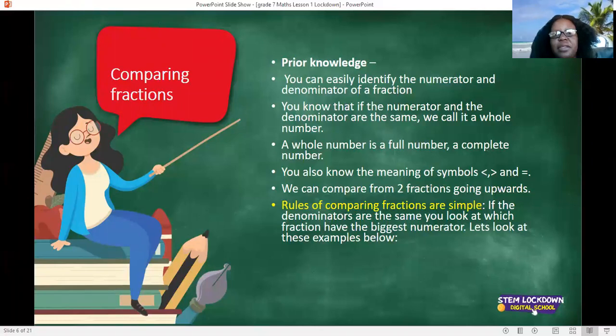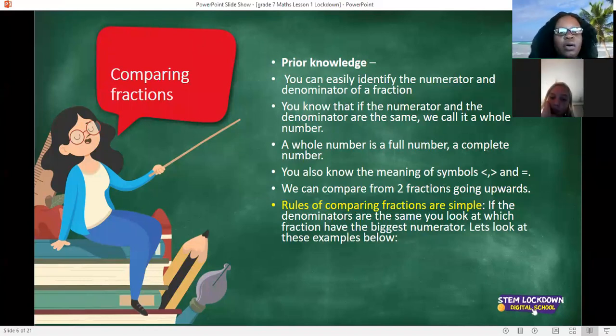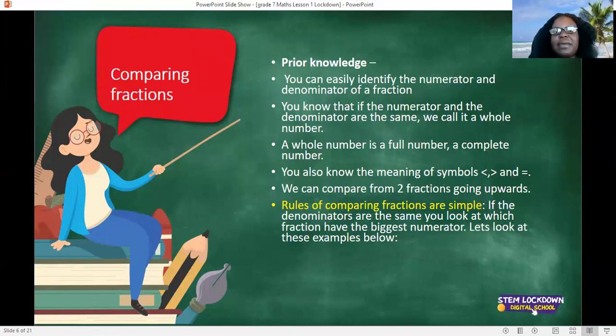Also, you know that if the numerator and the denominator are the same, we call it a whole number. So if we have, say, 2/2, it means it's a whole number. If it's 3/3, it's a whole number. If it's 6/6, it's a whole number. So a whole number is a full number or a complete number. If you are given, say, a circle or a rectangle, and you have to shade, for a whole number, you are going to shade everything. So that is how we represent a whole number in a diagram. And by now, you should also know the meaning of the symbols greater than, less than, and equals.